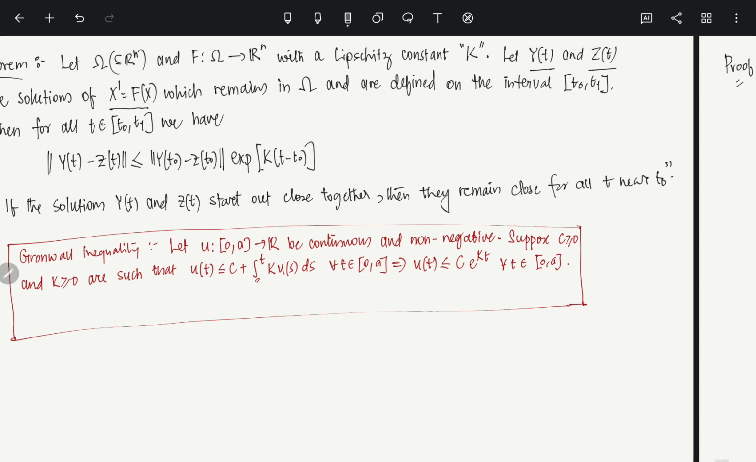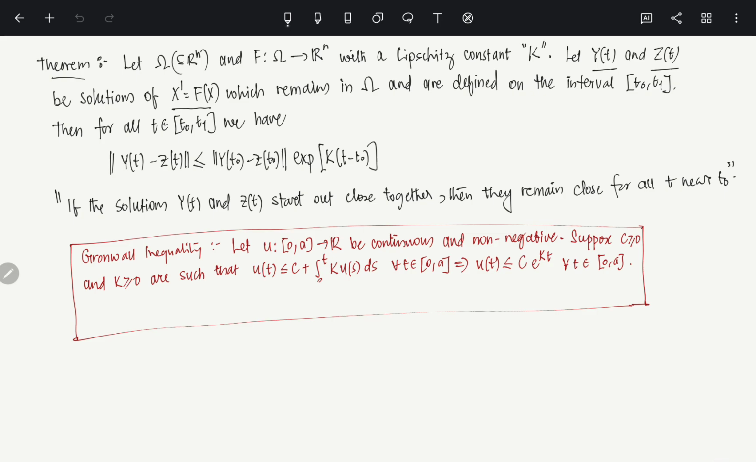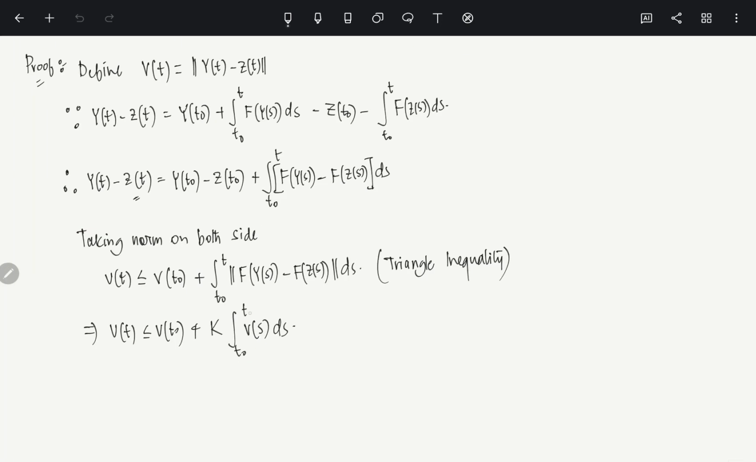So what I am going to do is this. I am going to define a new function. I just have to shift the variable a little bit. You see, it is from 0 to t, right? So here it is from t0 to t. I just have to shift the variable to make it 0 to t, and then I can use the Gronwall inequality, right?